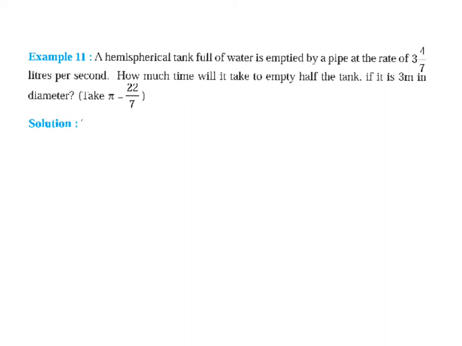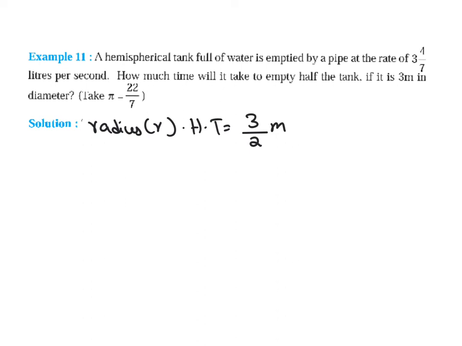A hemispherical tank full of water is emptied by a pipe at the rate of 3 4/7 liters per second. So every second 3 4/7 liters is emptied. How much time will it take to empty half the tank if it is 3 meters in diameter? So this is pretty simple. What is the radius of the hemispherical tank? The radius R of the hemispherical tank is, the diameter is 3, so obviously it's 3/2 meters.